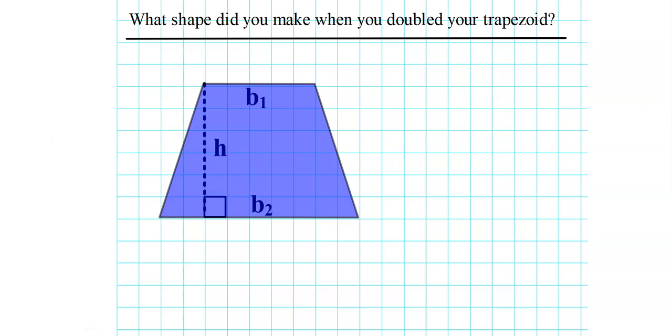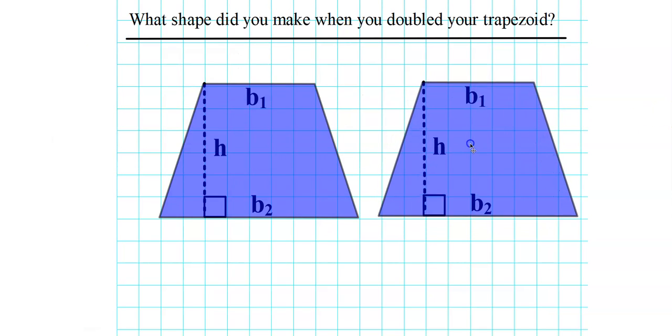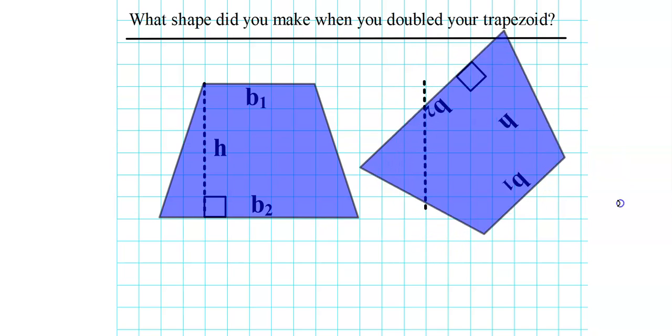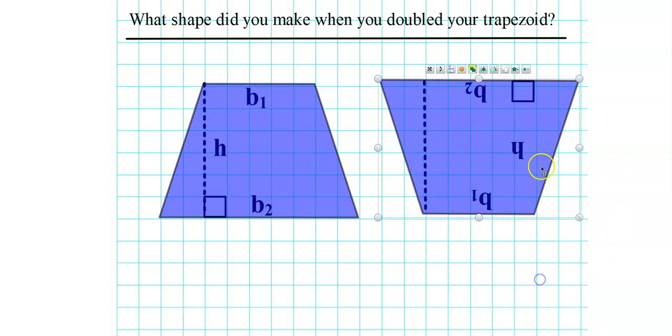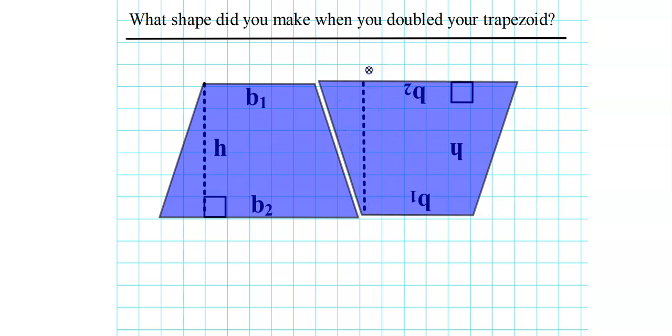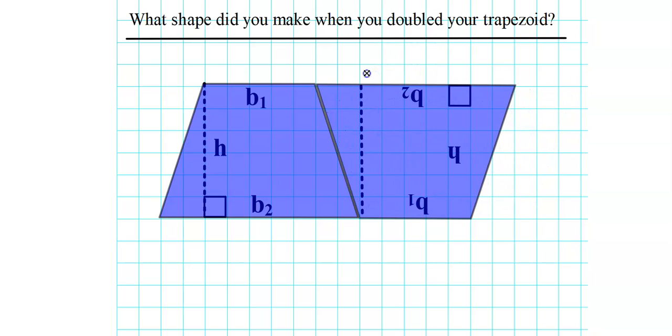So here is my trapezoid, right? So I'm going to take my trapezoid and now I have a duplicate trapezoid. And then what I can do with this trapezoid is spin it around. Ooh, check it out. The height still stays the same. And then I'm going to move it over. How cool. Now what I've made is, hopefully you can see, the outside of the shape is a parallelogram.